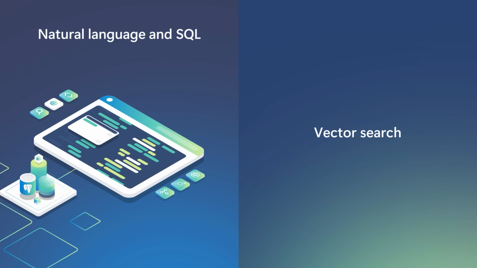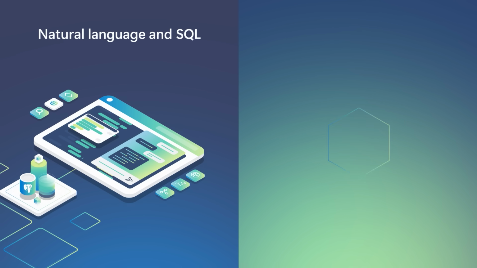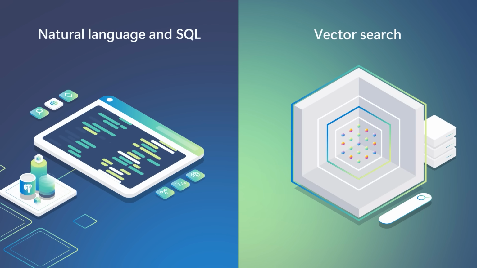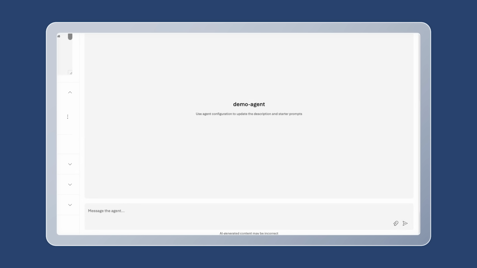The first use case is how I use natural language and SQL to talk to my data. And then the second is showing you how you can incorporate vector search to get more relevant results with your agent. As I did before, I'm going to go ahead and just list the tables. I'll tell the agent to list the tables.